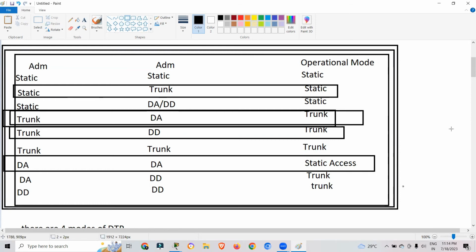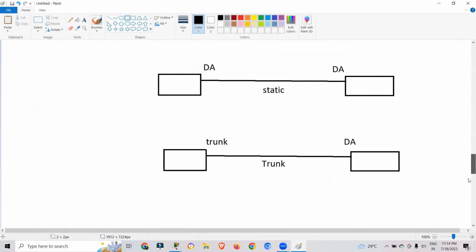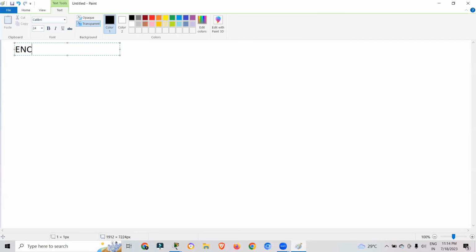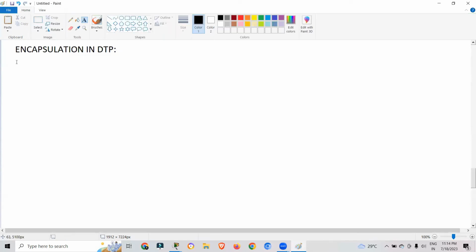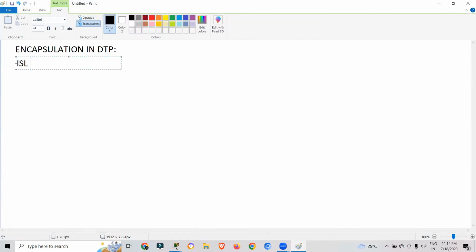And tomorrow I will discuss first of all encapsulation in DTP. This will be the topic tomorrow. There are two types of encapsulation, ISL and dot one, which we call 802.1q. So we will discuss these two tomorrow, and I will also note down some theory about this.